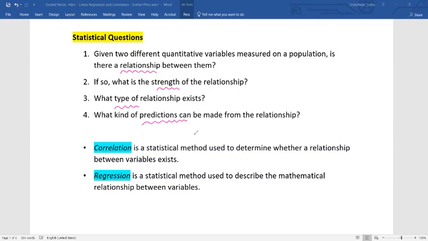In order to answer these types of questions, we are talking in this chapter about correlation and regression and all the statistical terms and procedures that come along with these. But first I want to point out something interesting. This is the first time we are looking at two different variables, and these two different variables are quantitative variables. So keep that in mind.